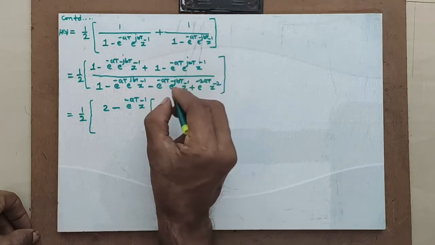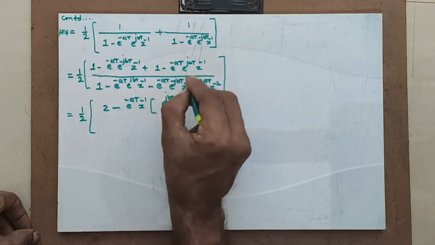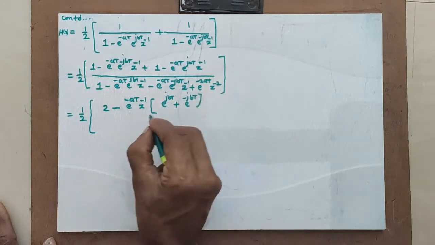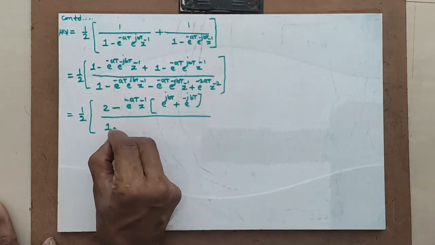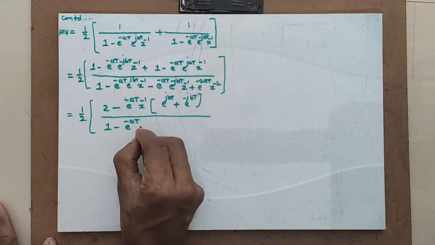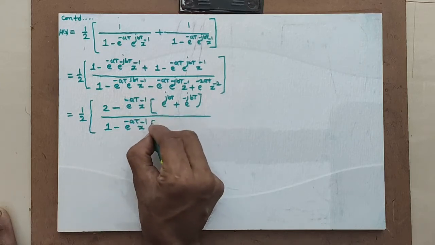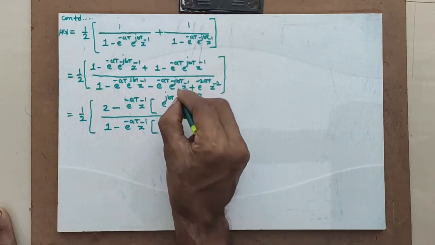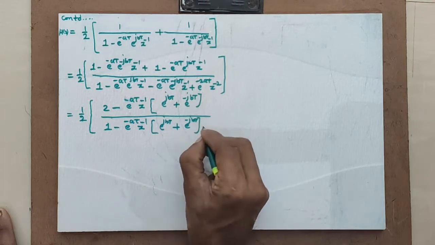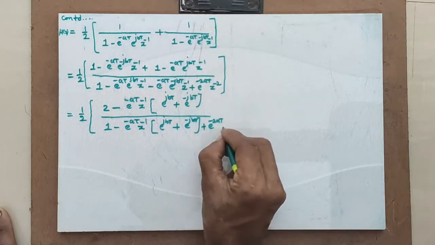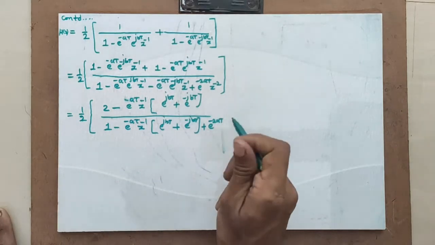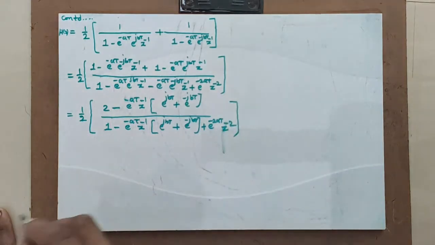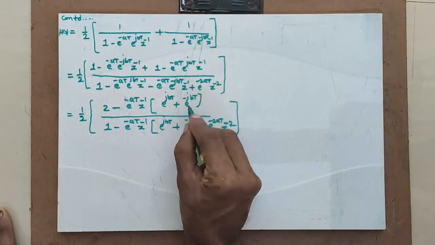e raised to minus at, z raised to minus 1 is outside, hence e raised to jbt, this term I have taken first, plus e raised to minus jbt, whole divided by 1 minus again e raised to minus at. z raised to minus 1 is common, I have kept outside, then e raised to jbt plus e raised to minus jbt, plus e raised to minus 2at z raised to minus 2. Right.